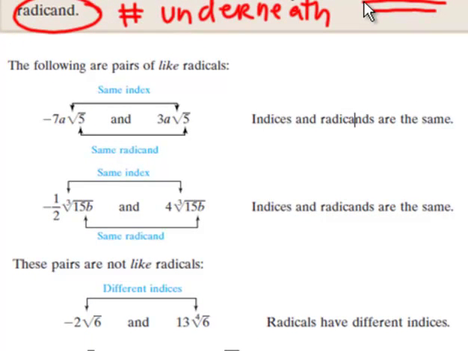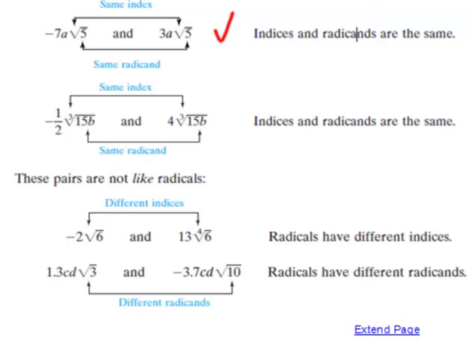So here's some examples. Like radicals are the first ones. So if you look, negative 7a times the square root of 5 and 3a times the square root of 5. They are both square roots, and underneath they both have 5. So they are like, and we could combine them. Next one, same thing. They are both cube roots, and they both have 15b underneath.